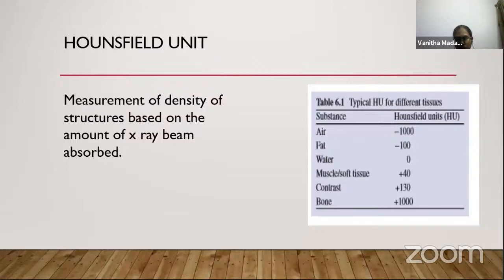So Hounsfield has depicted this table for mentioning Hounsfield units. He has taken water as a reference point, giving it 0 Hounsfield units, and air and fat have been given negative Hounsfield units, which will appear darker in CT scans and are otherwise termed as hypodense structures. And he has devised positive Hounsfield units for muscle or soft tissue, contrast and bone, which will appear whitish in the CT scans, which are otherwise called hyperdense structures.